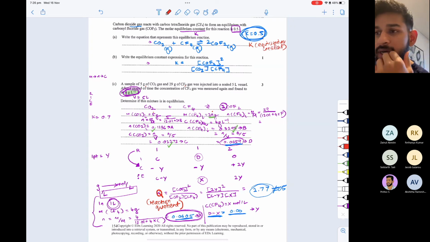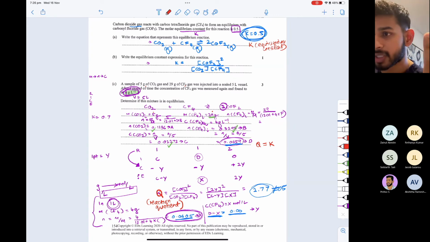Can everyone appreciate what kind of question this was? This question was a question asking you, is the system at equilibrium? Prove it with maths. Whenever they ask you to prove a system is in equilibrium, you must find the Q value, which is the reaction quotient, and compare it to K. So when Q is equal to K, Ritania, what does that mean? Is the system at equilibrium or no? It is at equilibrium. Very good.